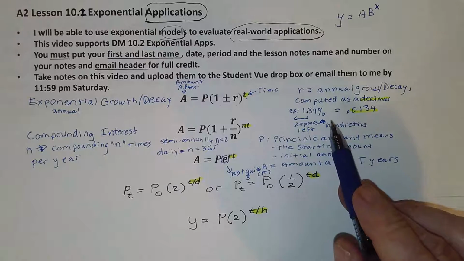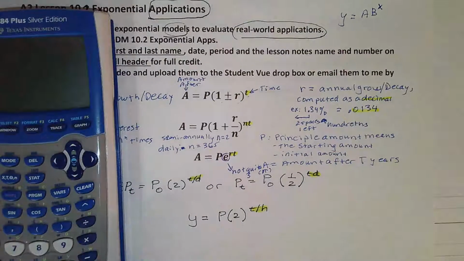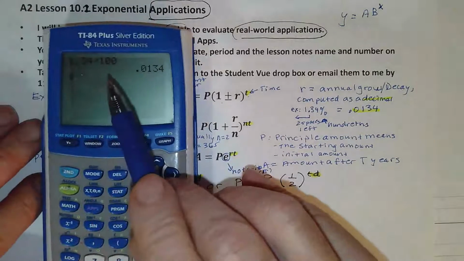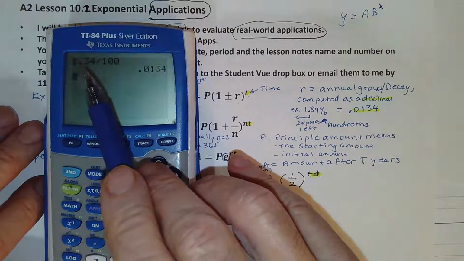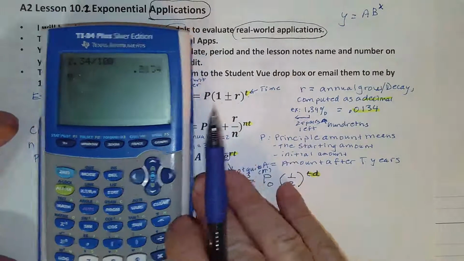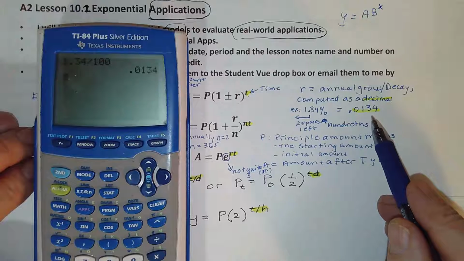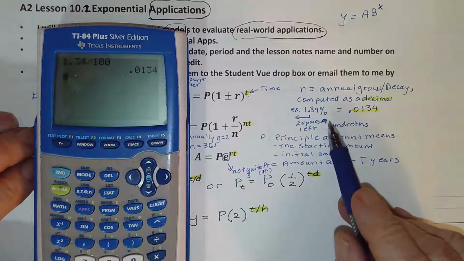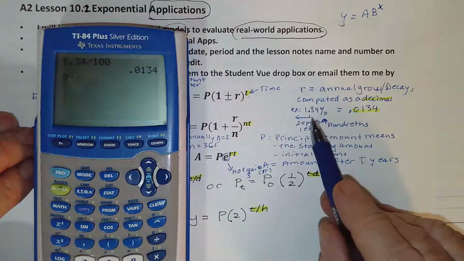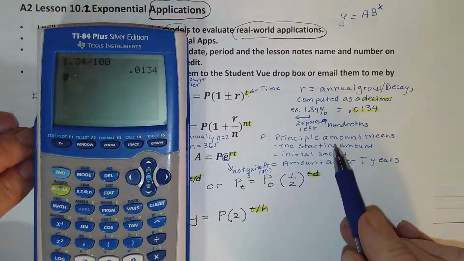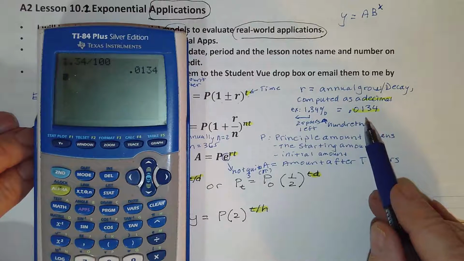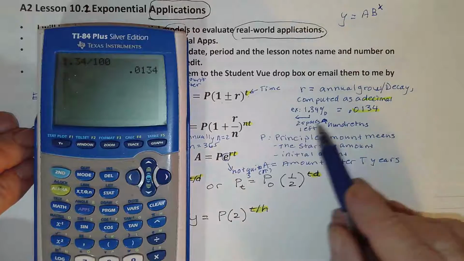And if you put this into your calculator, so let me turn it on, and I already typed it in here. 1.34 divided by 100 gives you 0.0134, which is what I have over here. But the other way to do this without the calculator is you just move the decimal 2 spaces to the left. And so you end up again with 0.0134 in this example.